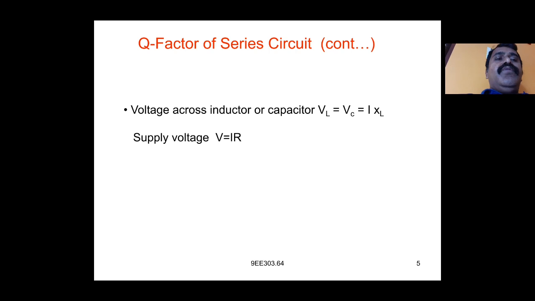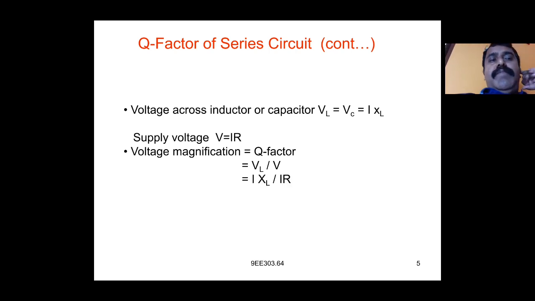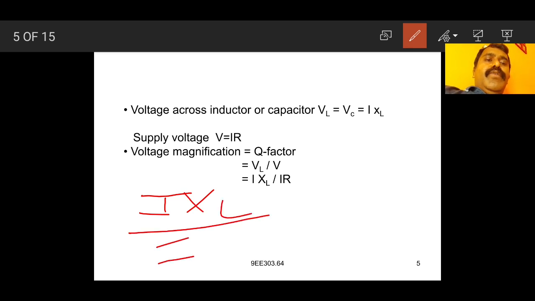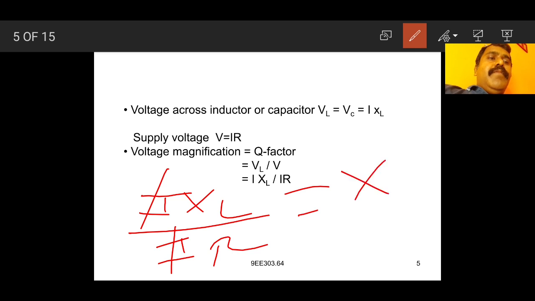Supply voltage V is equal to I into R. Voltage magnification, which is equal to the Q factor, is VL by V. That is I into XL by I into R, so XL by R. Again I will get cancelled. We can express VL is equal to I into XL by I into R, where I will get cancelled, and it again becomes XL by R.